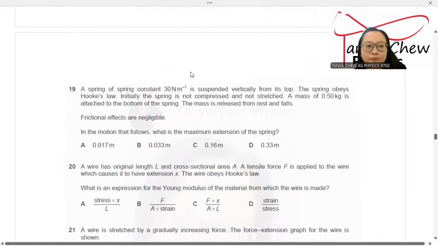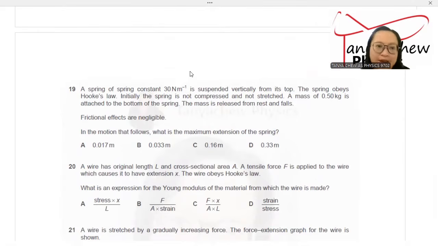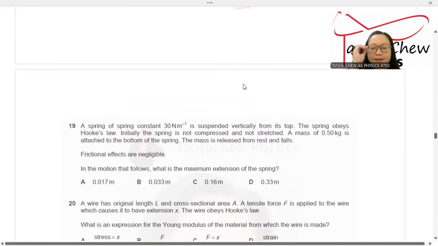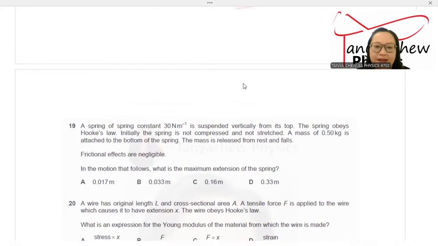Right. Number 19, a spring of spring constant 30 Newton per meter is suspended vertically from its top. The spring obeys Hooke's law. Initially, the spring is not compressed and not stretched. A mass of 0.5 kilogram is attached to the bottom of the spring. The mass is released from rest and falls. Frictional effects are negligible. In the motion that follows, what is the maximum extension of the spring?